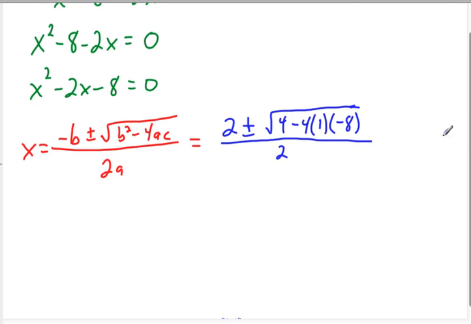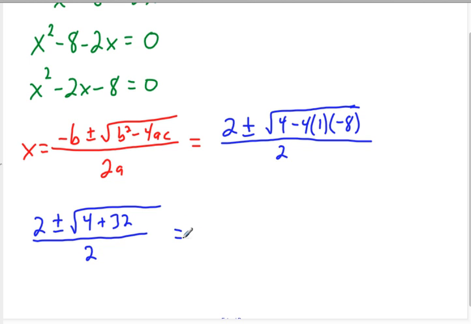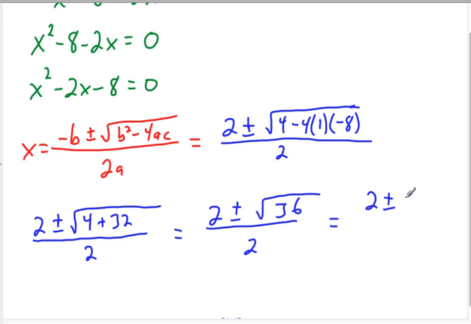Okay, so now we have to do the calculations. So we have 2 plus or minus the square root of 4. So now we have negative 8 times negative 4 is positive 32, all over 2. And so now we have 2 plus or minus the square root of 36 all over 2, which means 2 plus or minus 6 all over 2. And so 2 plus 6 would be 8, so we have 8 over 2, or 2 minus 6 would be negative 4 over 2. So the answer is 4 or negative 2.